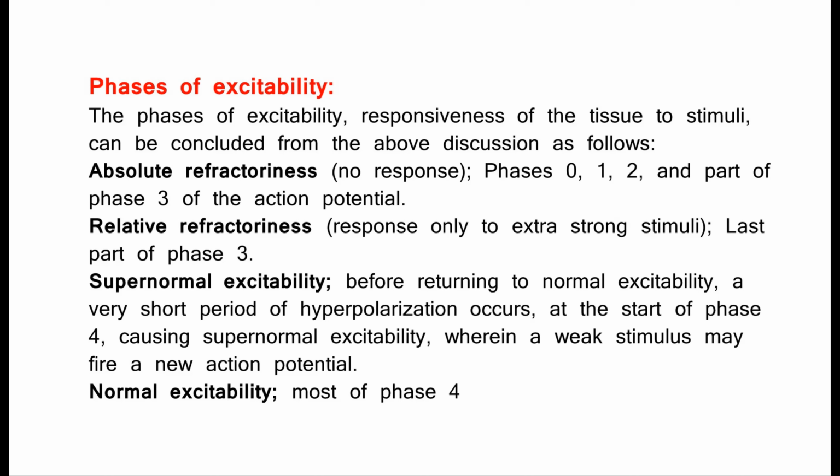as follows. Absolute refractoriness, no response, phases 0, 1, 2, and part of phase 3 of the action potential. Relative refractoriness, response only to extra strong stimuli, last part of phase 3. Supernormal excitability, before returning to normal excitability, a very short period of hyperpolarization occurs, at the start of phase 4, causing supernormal excitability, wherein a weak stimulus may fire a new action potential. Normal excitability, most of phase 4.